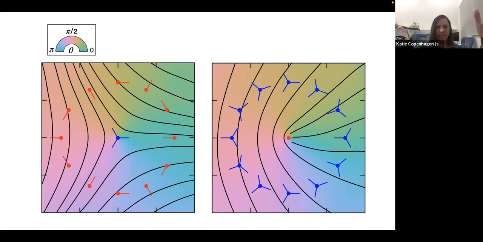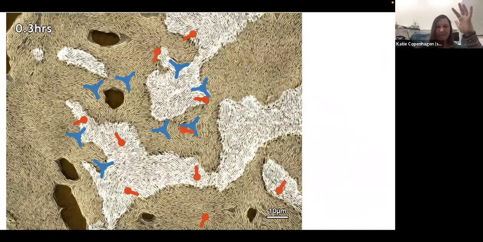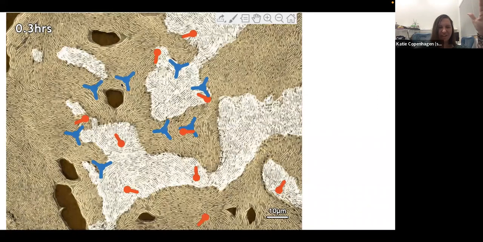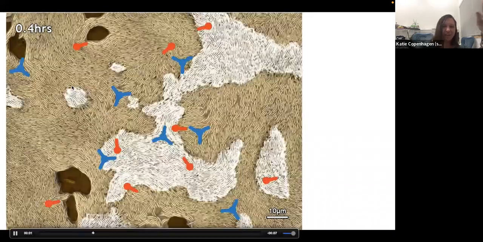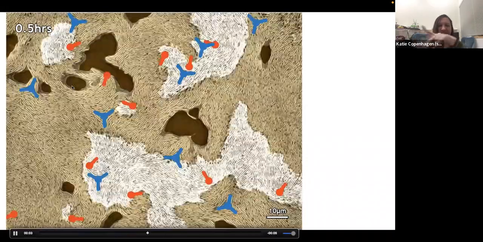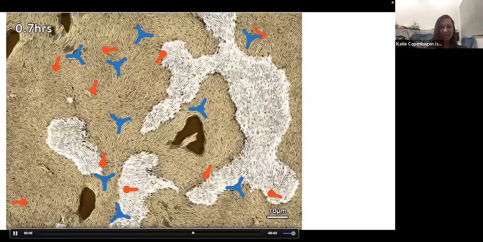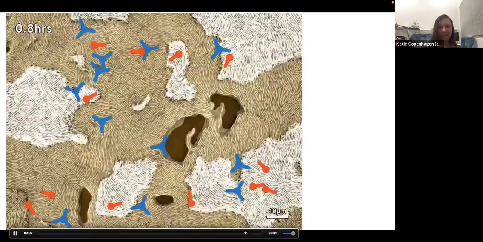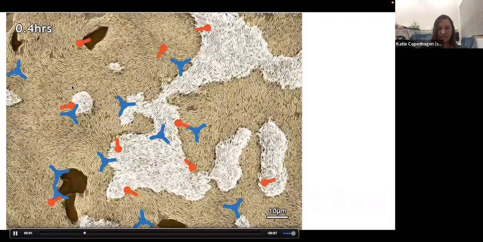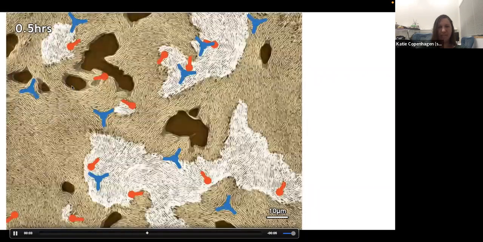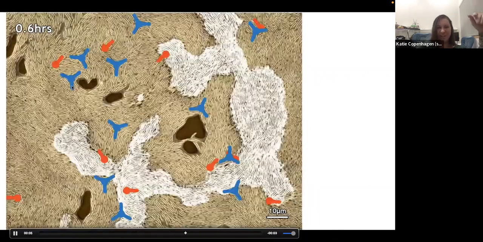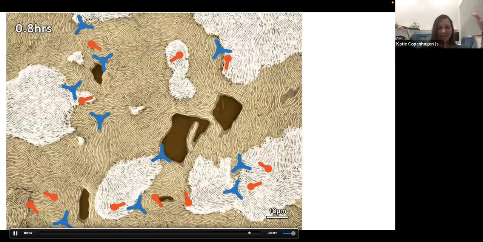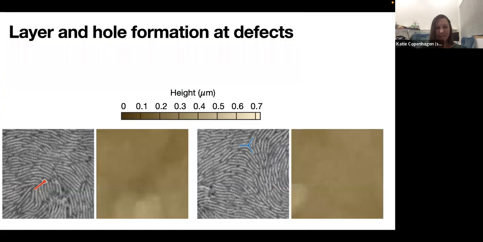Cool. So now we're going to go back to looking at this layer formation again. Now we have all of our defects within our layers, and they're moving around. You also have the layers and the holes opening and closing. So we can try to look for a connection between the defects and the layering. We spent a long time staring at these movies, trying to tell what's going on, and started to notice this kind of thing happening, which I'll highlight.